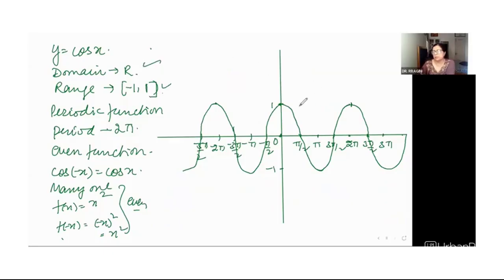Domain and range are the same. This also cannot go below -1 or above +1. This is an even function and the period is again 2 pi. The last graph we are going to do is very interesting. It is tan x, so y is tan x.